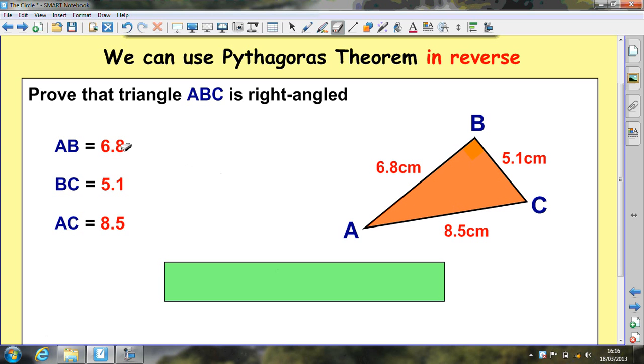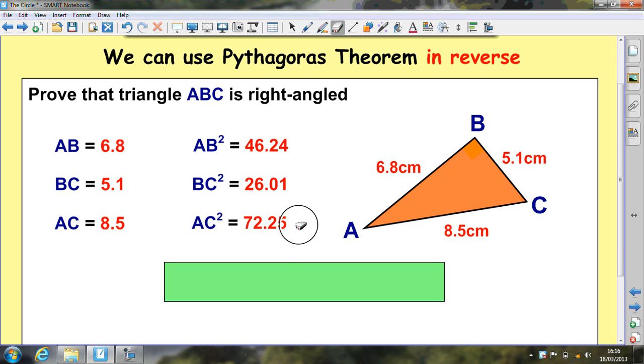The next thing we do is we square all the sides. So we do AB squared, and we get 46.24. That would be typing in 6.8 squared, or 6.8 times 6.8. BC squared is 26.01, and AC squared is 72.25.